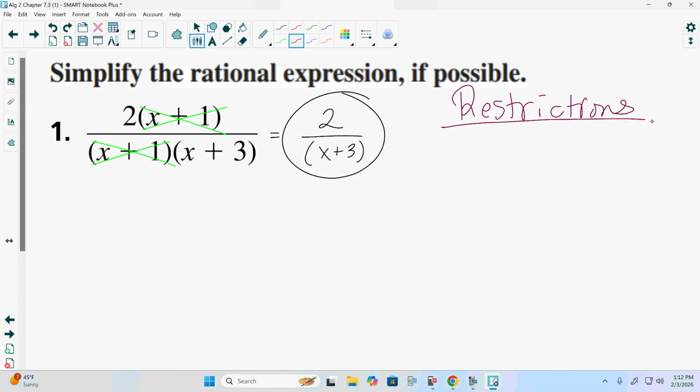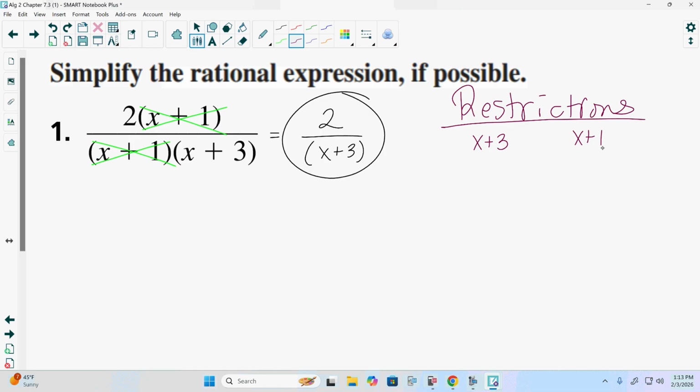Our restrictions. Now, we talk about restrictions with expressions because in an expression, x in this case can be any real number. We don't look at complex numbers. We look at any real number because it's supposed to be an expression of any value of x. However, the denominator cannot be 0. So any value, so x plus 3 or x plus 1, that would make the denominator be 0 has to be excluded. It is our restriction. We're removing those there.